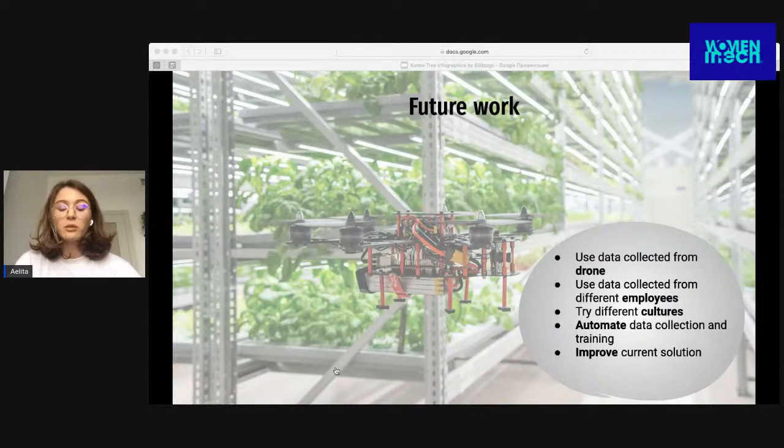And of course, we can improve the current solution, because now we use a small amount of information from one picture. We only predict weight for only 3 plants from the front view. Maybe we can improve the process, the way we find the contours of each plant, or something else.